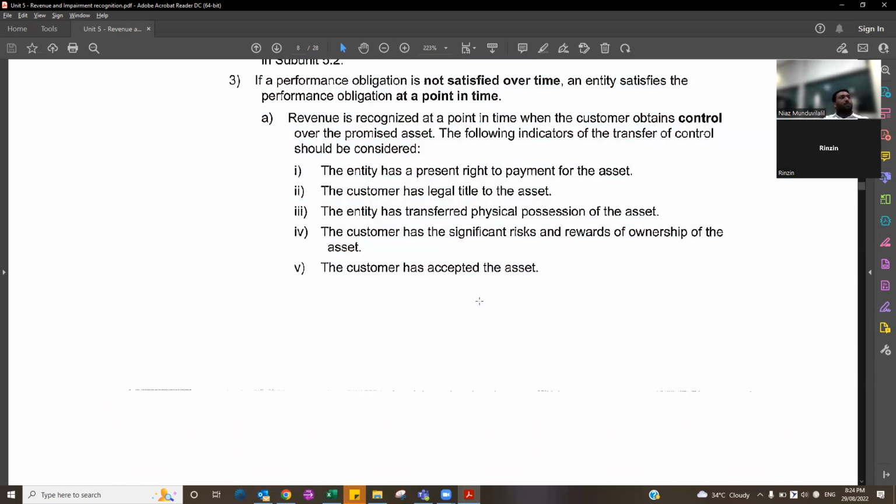This is what happens when you purchase a dress, food, anything that you purchase. When they sell it to you, it's at a point in time. And at that point, the sale is recorded. Clear?